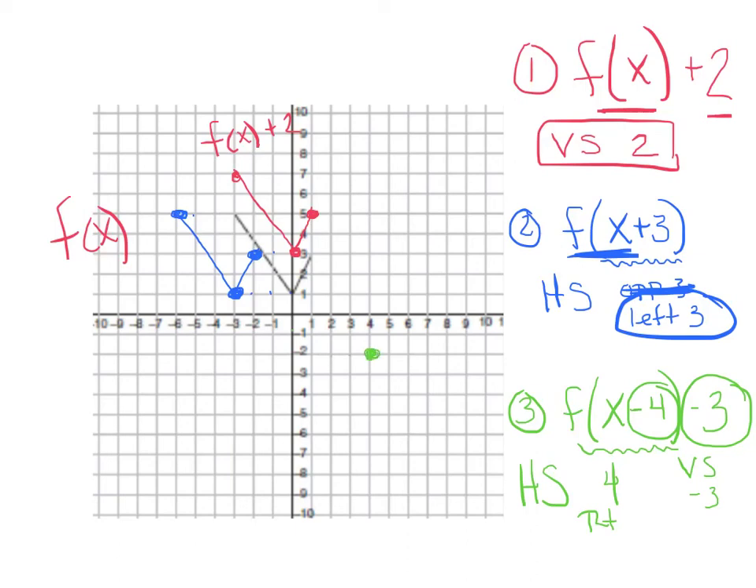So I went down 3 and right 4, down 3, right 4, down 3, 1, 2, 3, and right 4, 1, 2, 3, 4. And again, I shouldn't change size or shape. I'm just doing some shifts. So hopefully you've got the idea between horizontal and vertical.